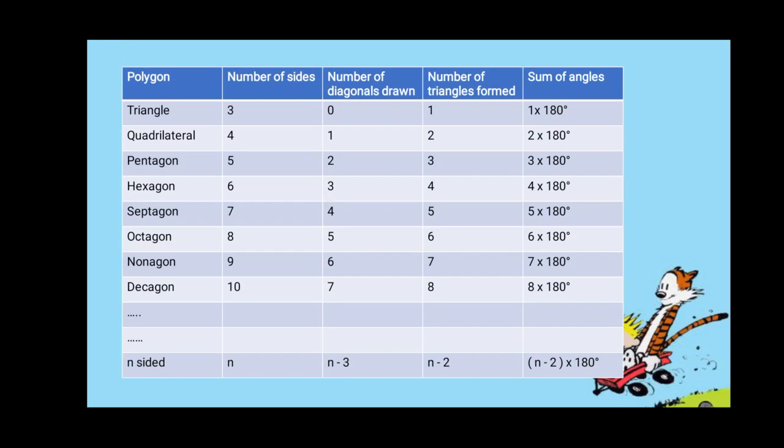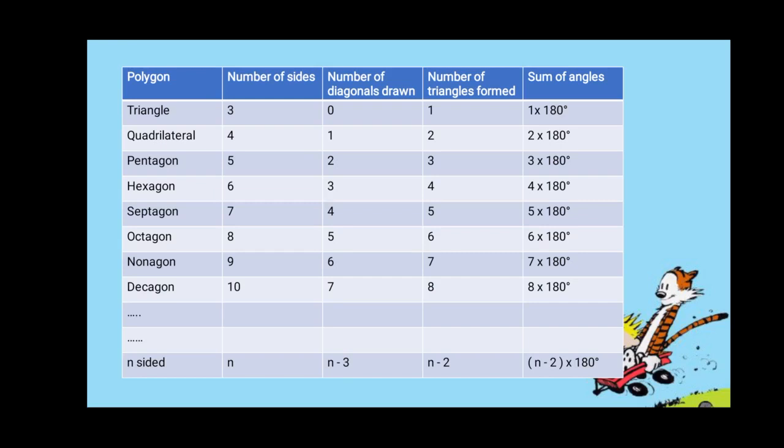For an n-sided polygon, the number of sides will be n. What will be the number of diagonals drawn? Look at the case of pentagon. It has 5 sides and it has 2 diagonals. In case of hexagon, it has 6 sides and it has 3 diagonals. So, the number of diagonals is the number of sides minus 3. So, for an n-sided polygon, n minus 3 is the number of diagonals drawn.